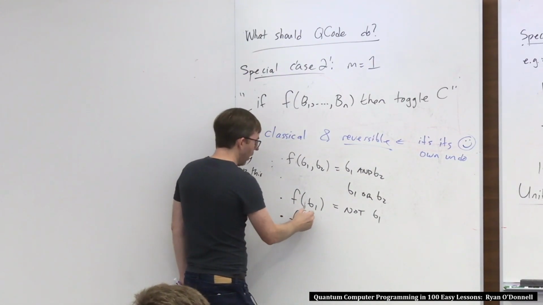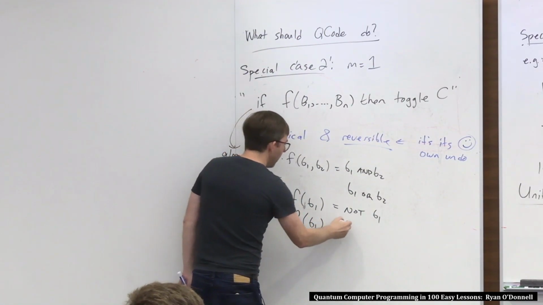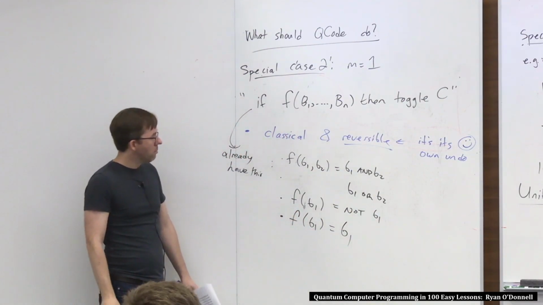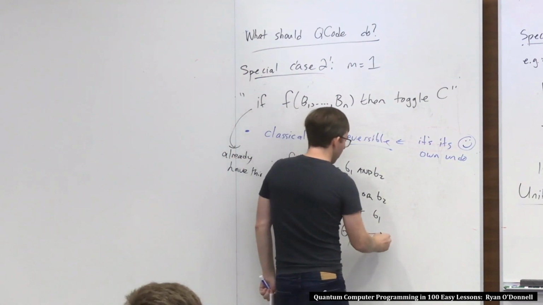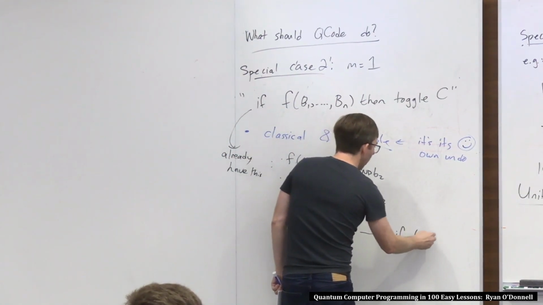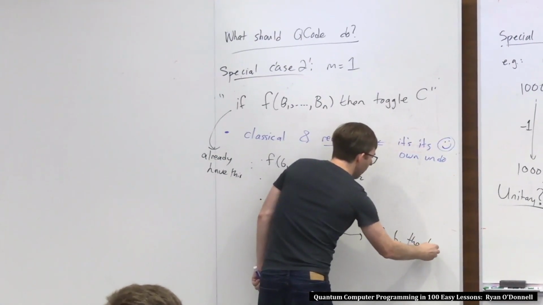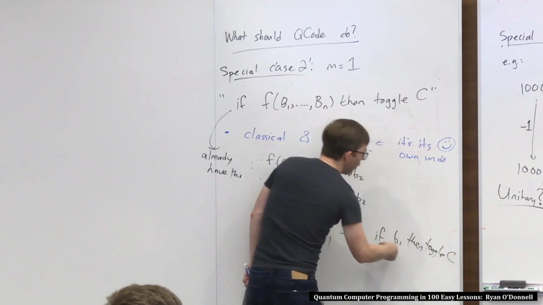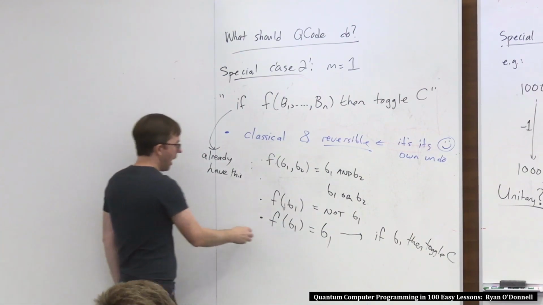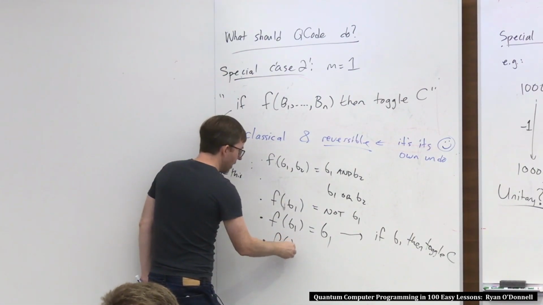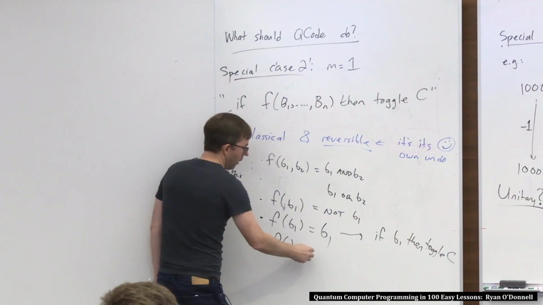And we also have this for f(b1) = b1. That's a simple function, but if you plug it into this recipe, that corresponds to the instruction, if b1, then toggle c, which is already one of our basic pseudocode instructions. In fact, we also have this function, the function that takes no inputs at all, n is 0, and outputs 1.